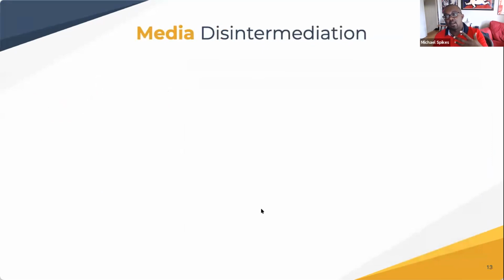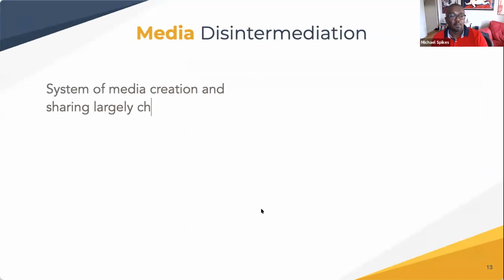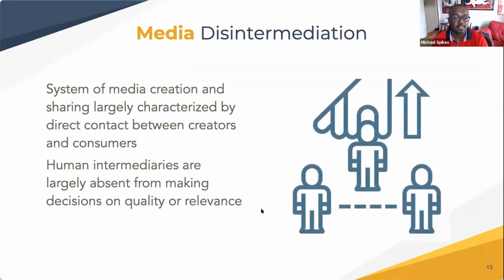But now in our online media ecosystem, we'll take a closer look at this idea of disintermediation. What this is defined as is a system of media creation and sharing that's largely characterized by direct contact between creators and consumers, where again, human mediators are taken out of the middle. So the middleman is taken out and the consumer is left to make the decision on whether or not the media that they're seeing is of quality or relevant for their needs.